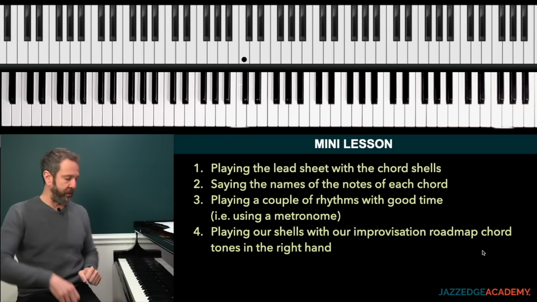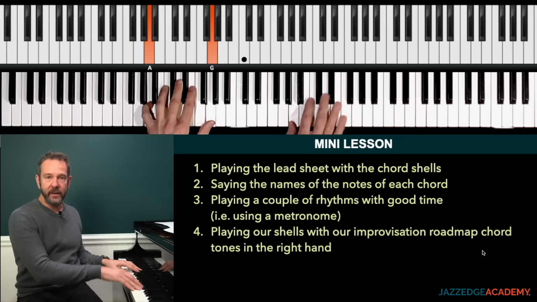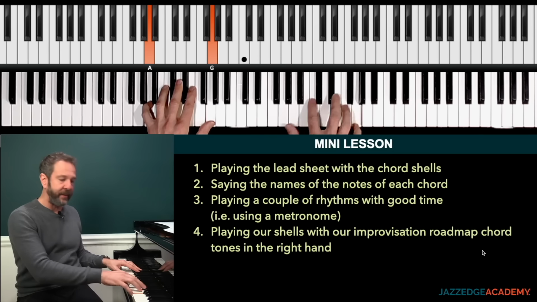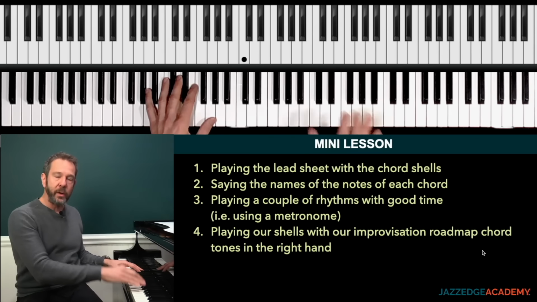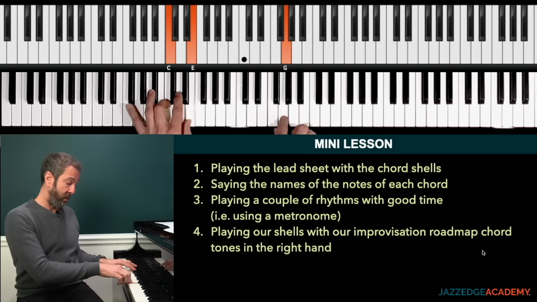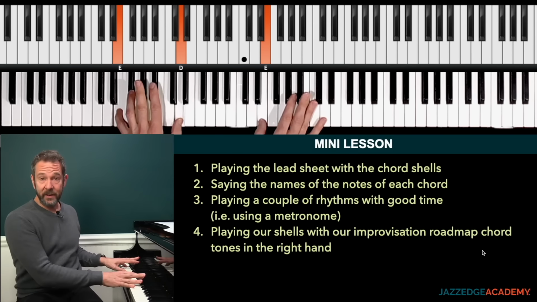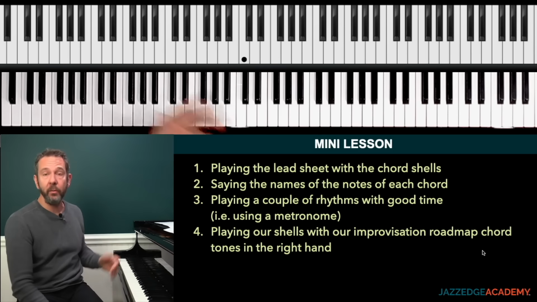And then finally, number 4, you want to make sure that you could play the shells with the improvisational roadmap, right? So you could play the shells in the left hand and then do either the 3rd, the 5th, the 3rd, the 5th, the root, the 7th, whatever notes you want. Choose one of your chord tones. So there's one possible roadmap right there.